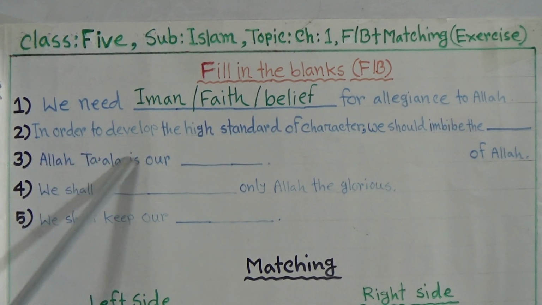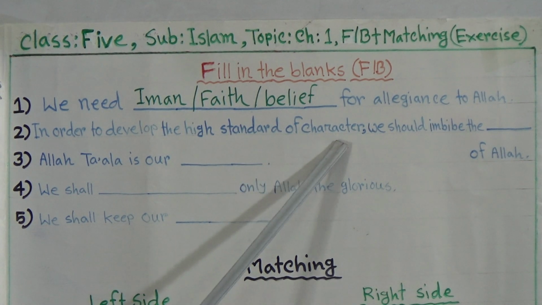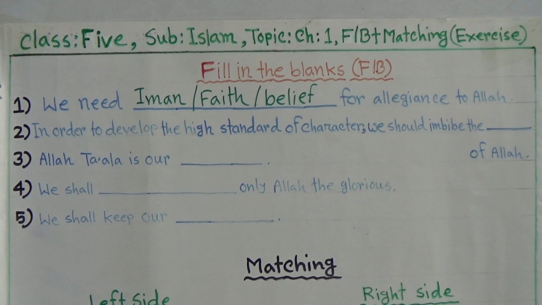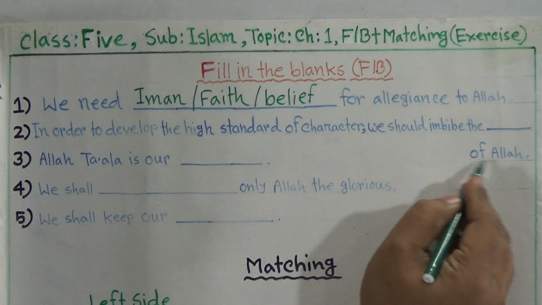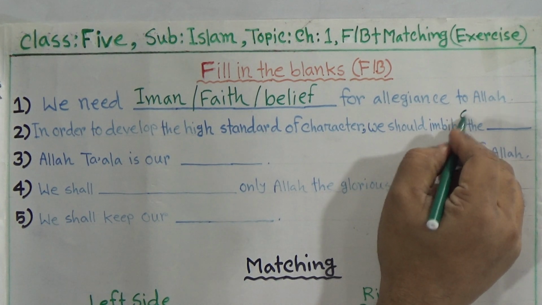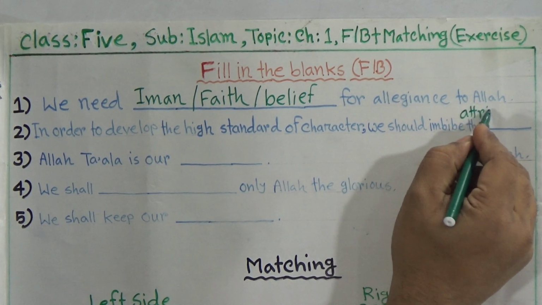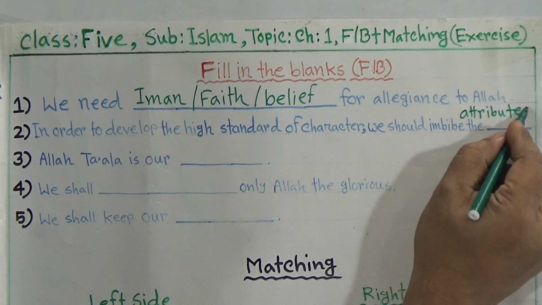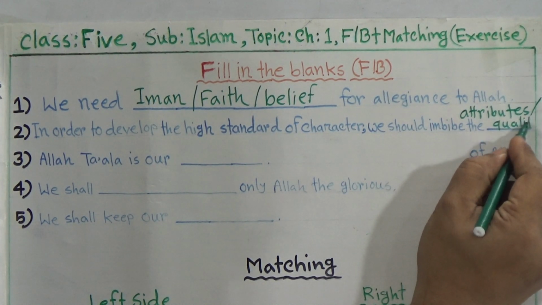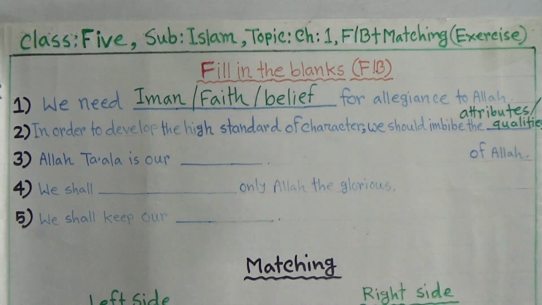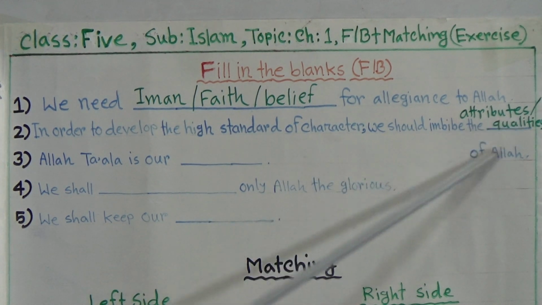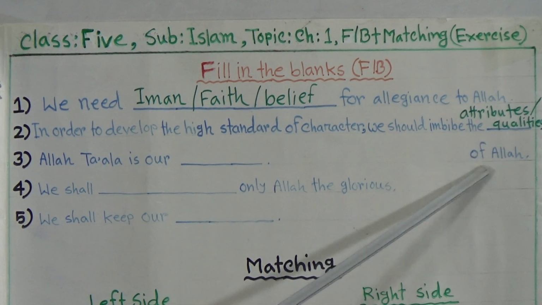Now number two, in order to develop the high standard of character, we should imbibe the dash. Imbibe means accept. We should imbibe the dash of Allah, we should imbibe the attributes. I will write two words, attributes, a double t, r-i-b-u-t-e-s, or you can write the qualities also, q-u-a-l-i-t-i-e-s. You can choose any one. Should imbibe the attributes of Allah, or should imbibe the qualities of Allah.